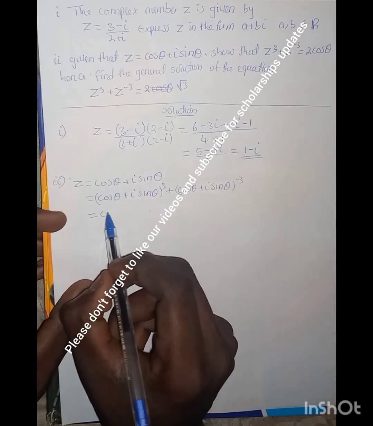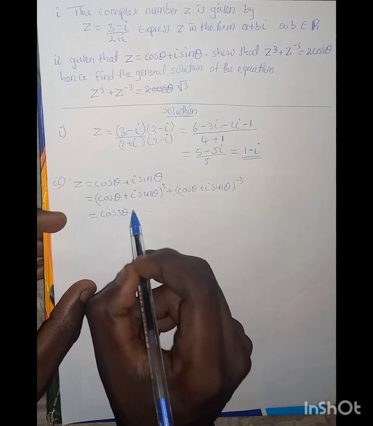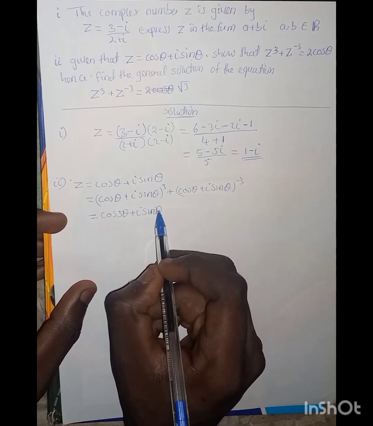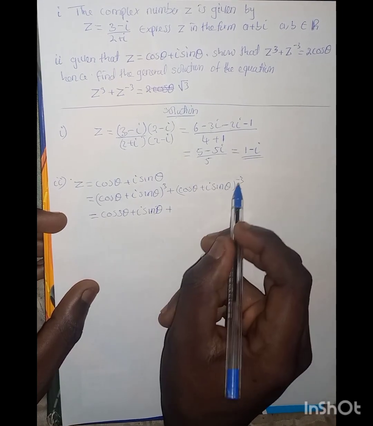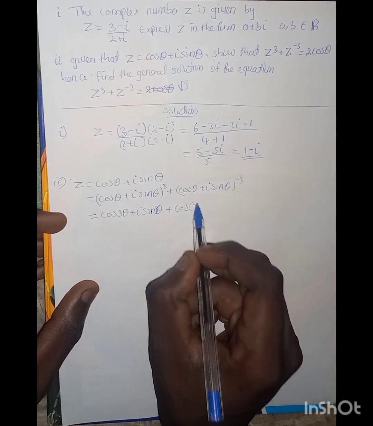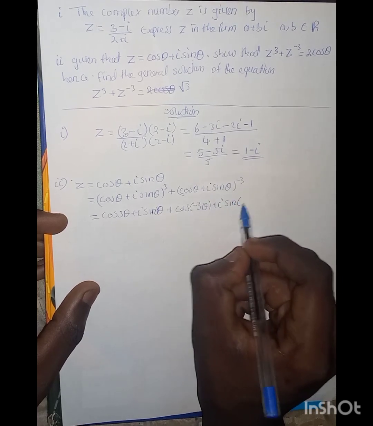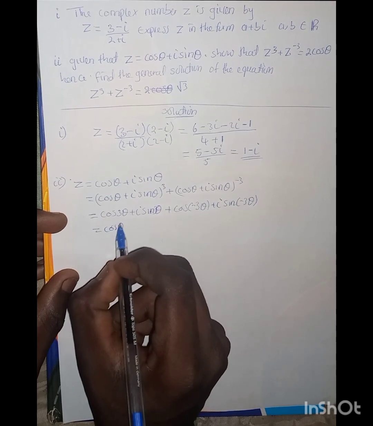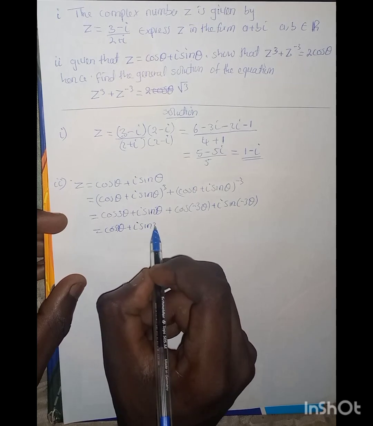So this is just going to be cosine of 3 theta plus i sine of 3 theta, then plus cosine of negative 3 theta, plus i sine of negative 3 theta. Great. So we are going to have cos 3 theta plus i sine of 3 theta.